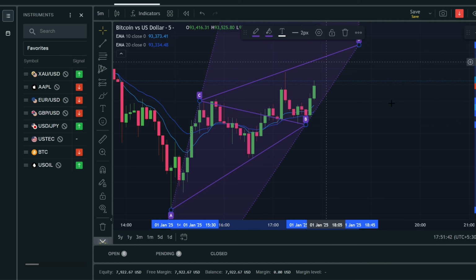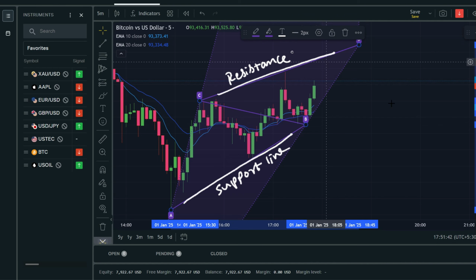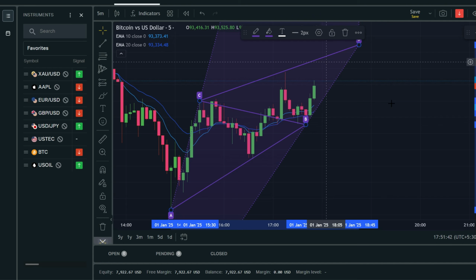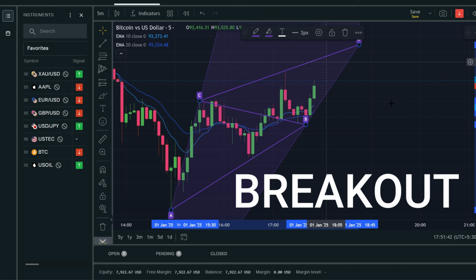Once you've drawn your triangle pattern, you'll notice something cool. The line connecting A and B acts as your support line. The line connecting C and D acts as your resistance line. Now, why does this matter? Because these lines give us a powerful clue about potential breakouts. If the price crosses and closes outside either of these lines, it signals a potential breakout from the triangle formation.